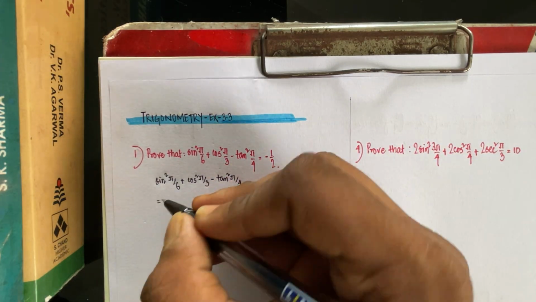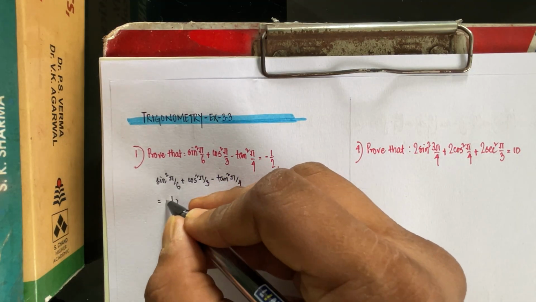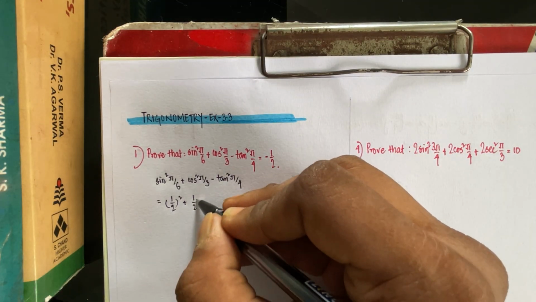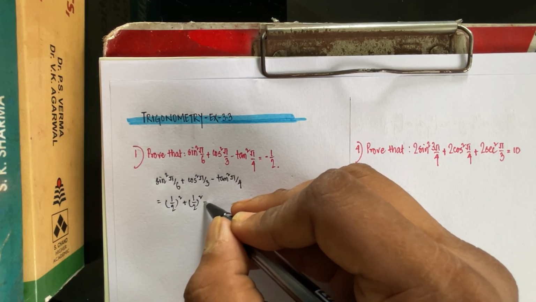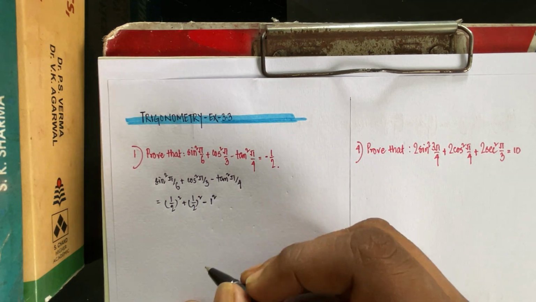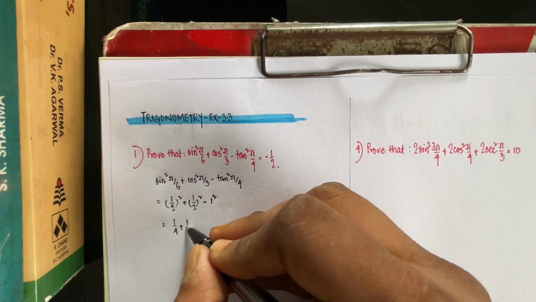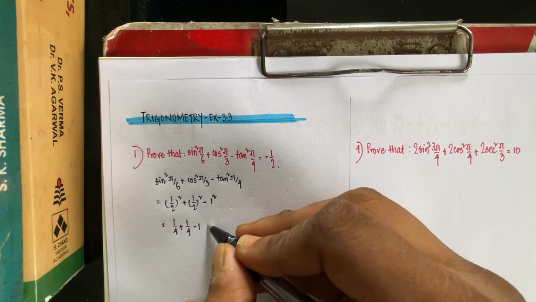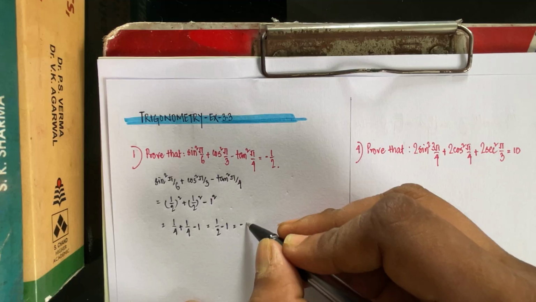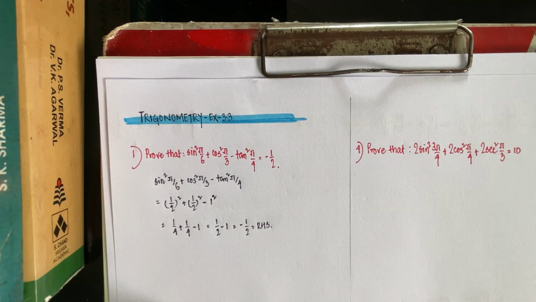If you see carefully, the value of sine pi by 6 is half, so we'll get half whole square, plus cos pi by 3 is again half, so half whole square, minus tan pi by 4, which is 45 degree, that is 1, so 1 square. If you solve it, you will get 1 by 4 plus 1 by 4 minus 1, that is half minus 1, that is minus half, and it is our right hand side. Right? Quite easy, quite simple.